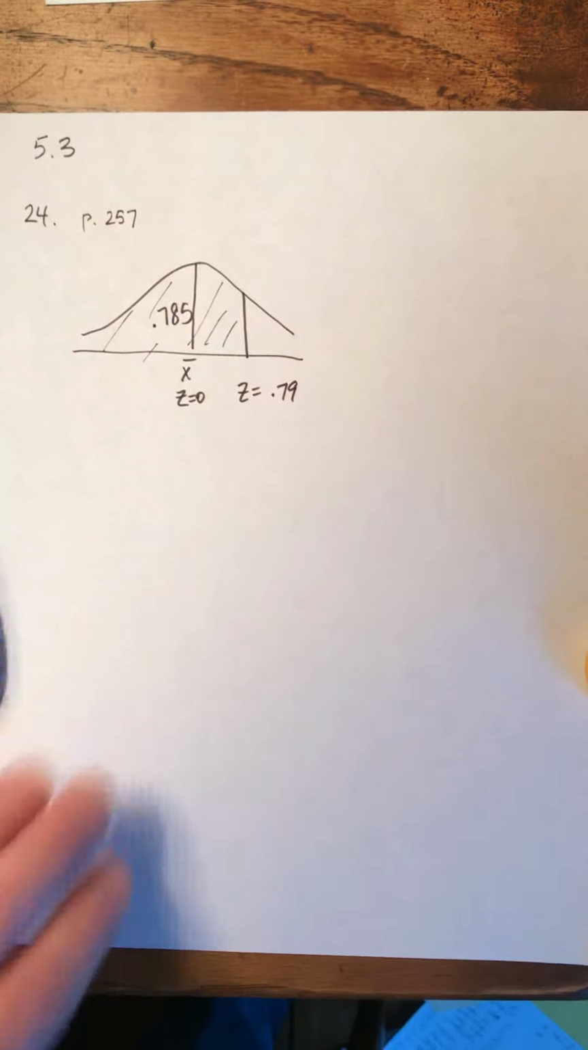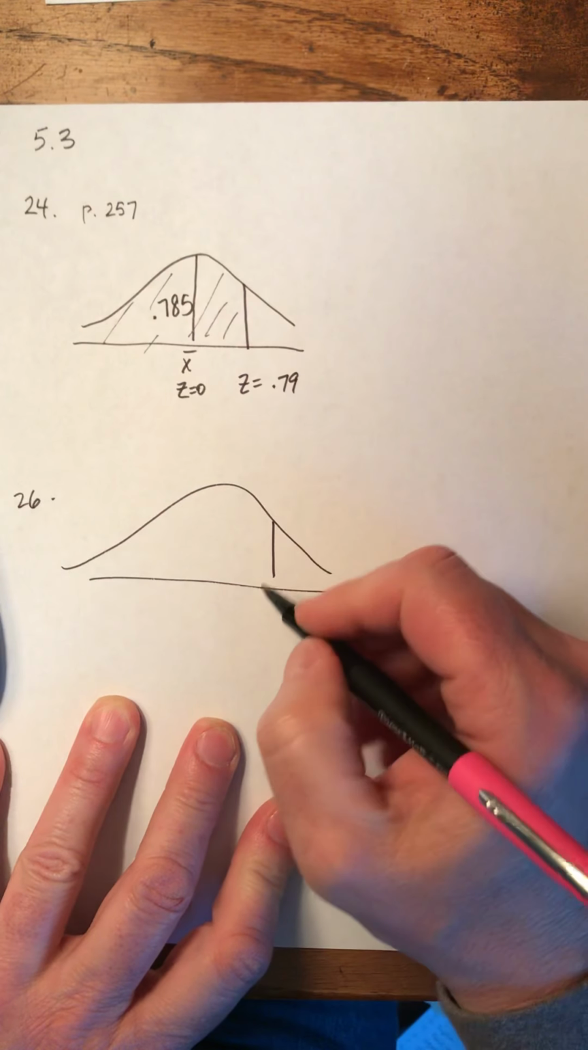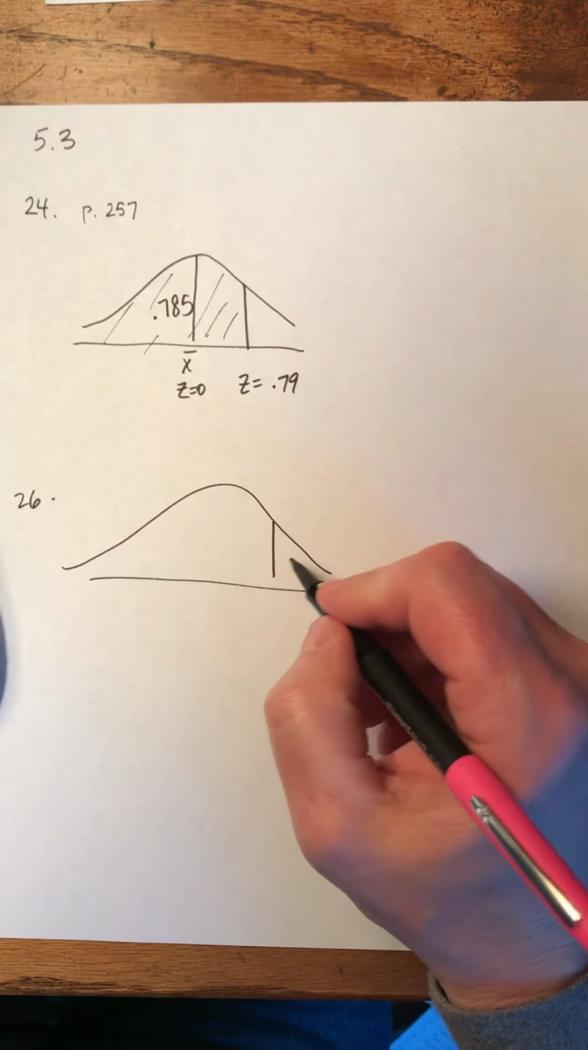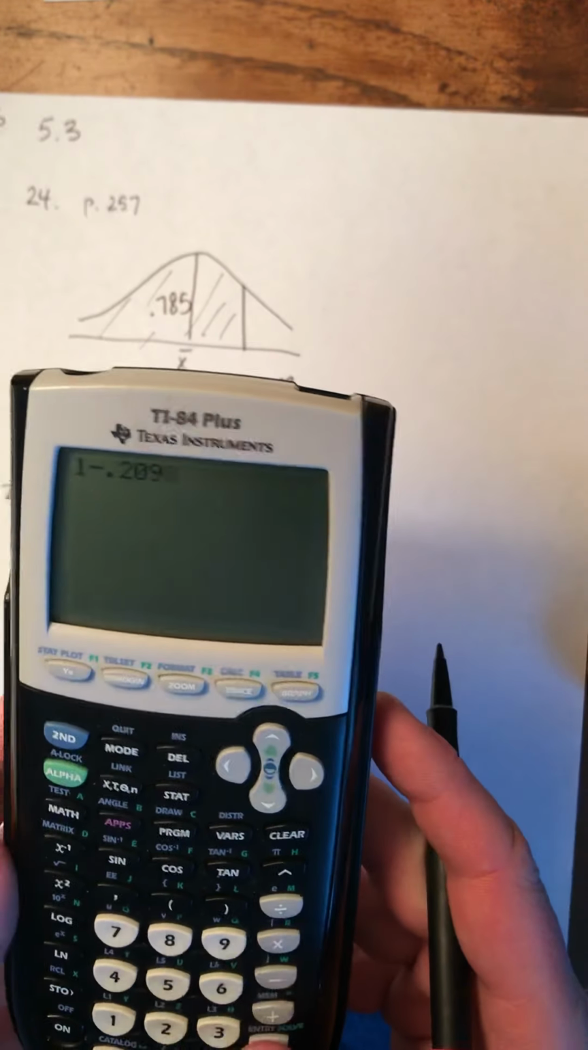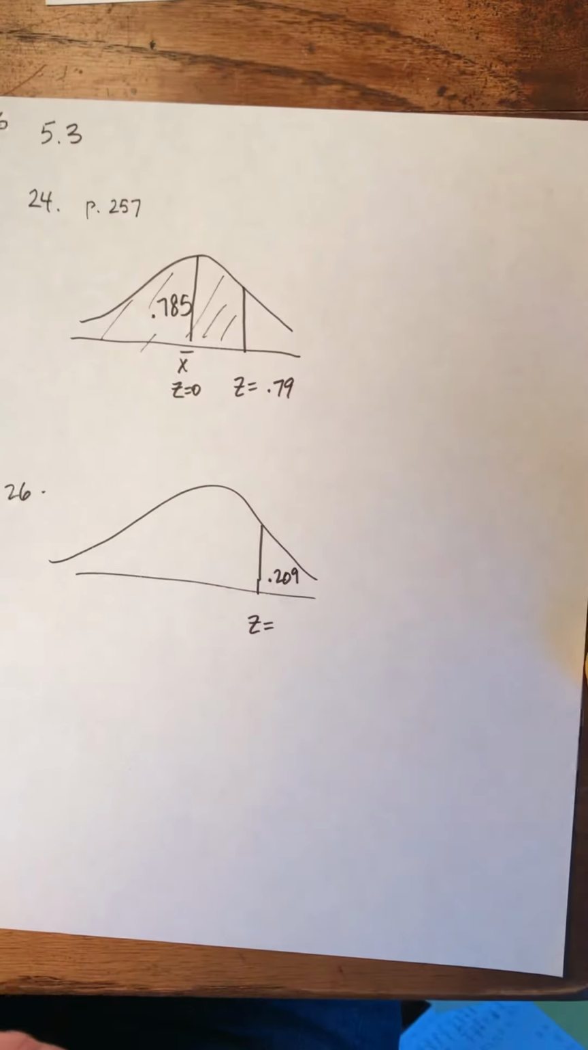If they gave you something to the right of the curve, like number 26 says, what is the number to the right of the curve over here? And they're telling us that this area is 20.9. Changing it to a decimal. They want the z-score that corresponds to this. Well, what I'd have to do is, the table only gives me numbers to the left of the score that I'm interested in. So I very simply have to do 1 minus that 0.209, and I'll get 0.791.